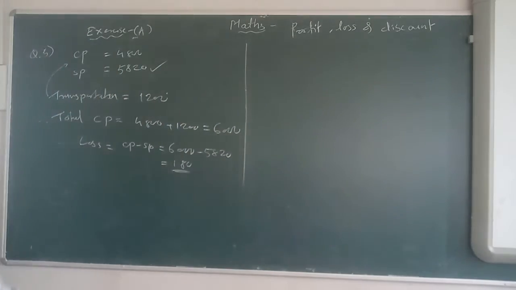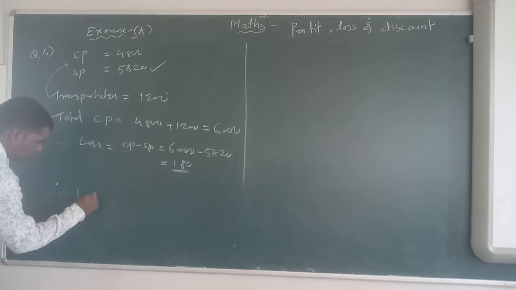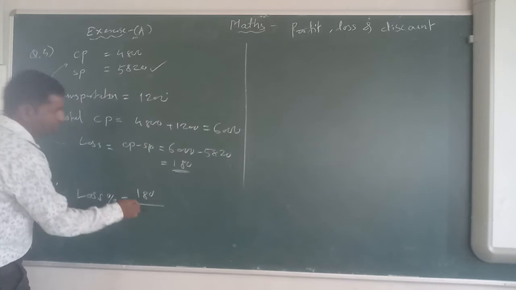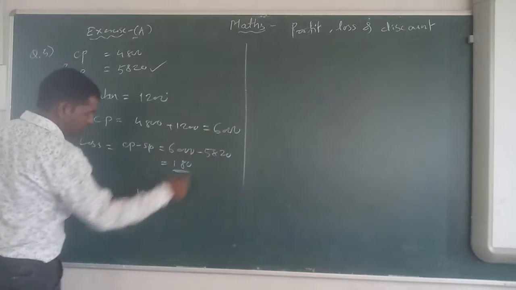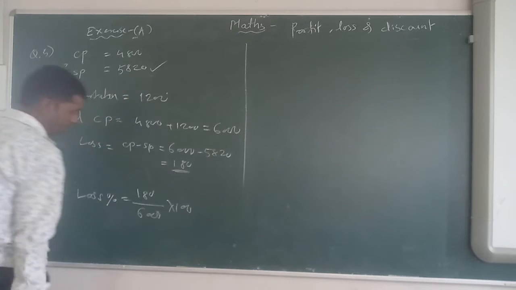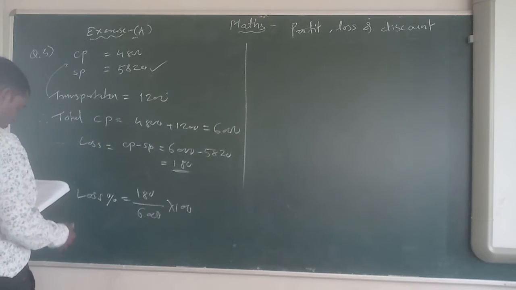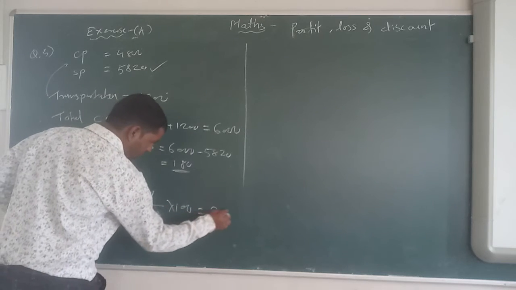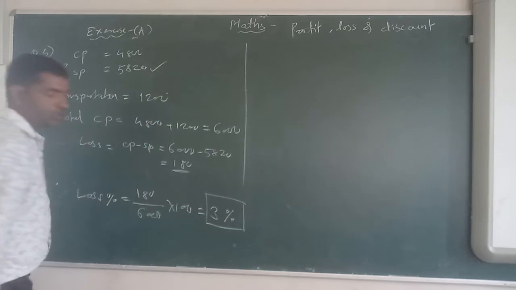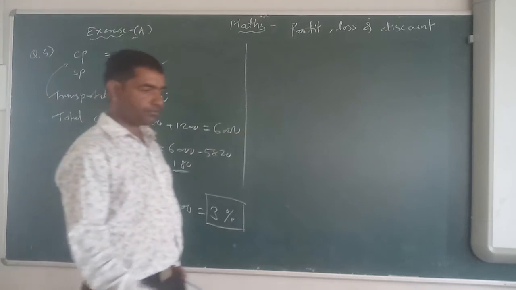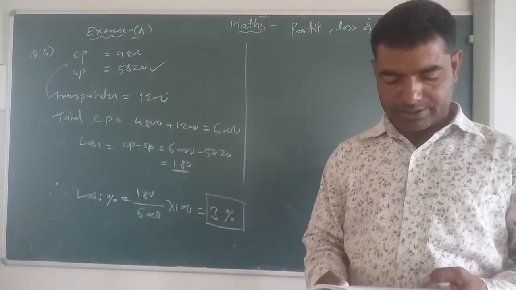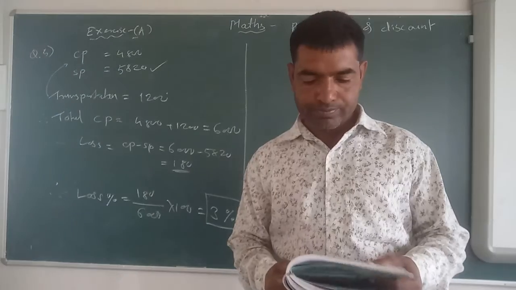So loss percentage equal to 180 upon how much is the CP? 6000 into 100. So which will be 3%. Loss is how much? 3% in that transaction. Okay, the loss is how much? 3%. Now after that we will see the next problem.